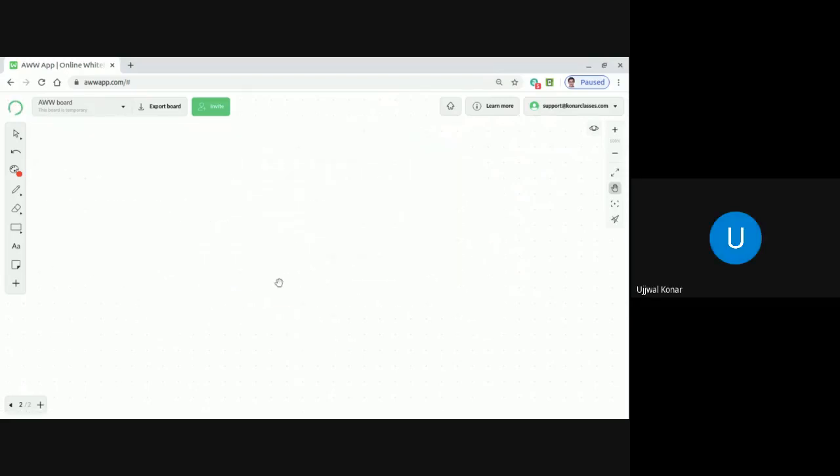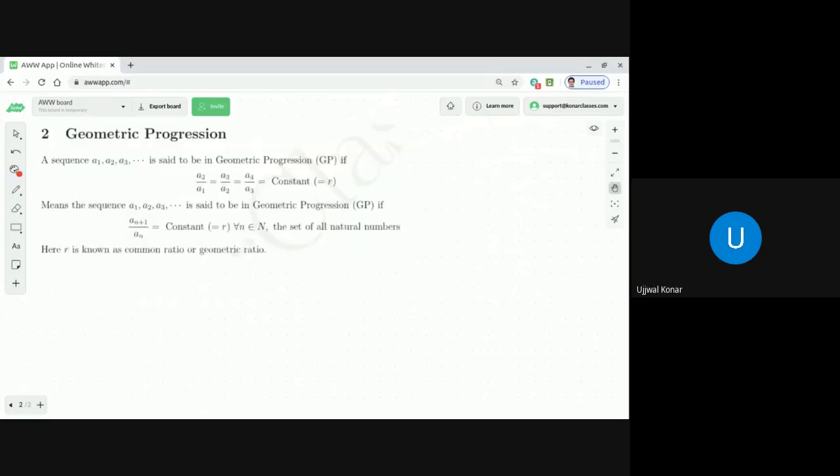So dear students, we are now going to start discussing the geometric progression. A sequence A1, A2, A3 and so on is said to be in geometric progression, or GP, if the ratio of two consecutive terms is constant. That means A2 by A1 should be equal to A3 by A2, should be equal to A4 by A3, and so on, and it has to be a constant. Then we call this a geometric progression.